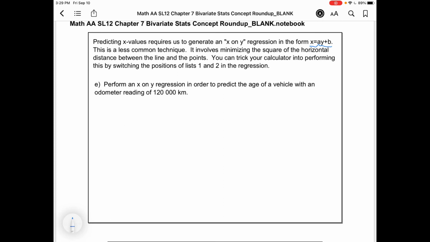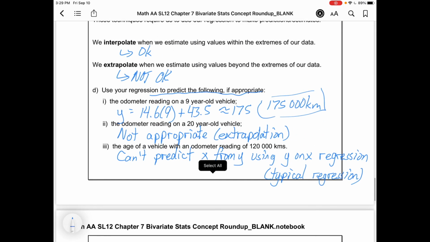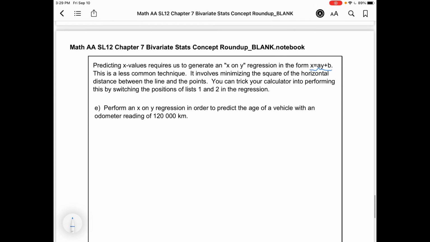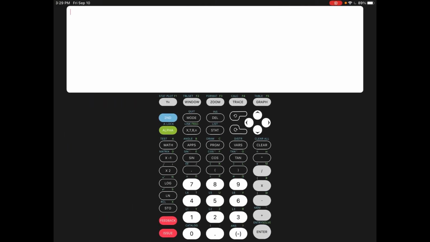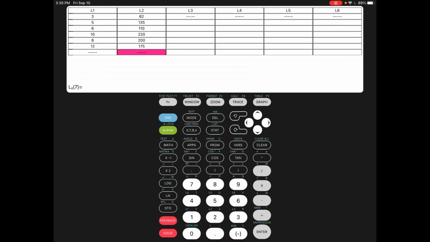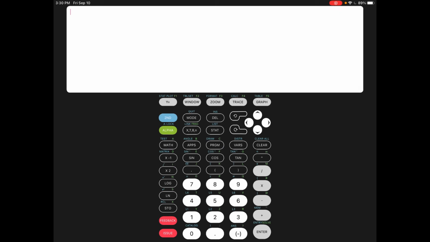So that's what we're going to do here. We're going to do one of these x on y regressions so that we can answer the question that was just asked, the age of a vehicle with an odometer reading of 120,000 kilometers. In order to do the x on y regression, we're going to do a lot of similar things that we did before. I'm going to go to Stat and make sure that my information's in there. I can leave them in list 1 and list 2, respectively, for x and y. Now I'm going to press second mode to quit. I'll press Stat again and go over to Calc, and once again, I'll go lin reg ax plus b.